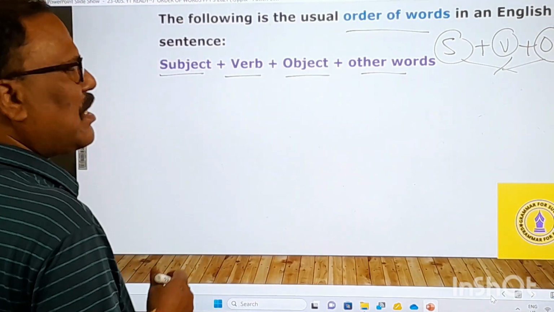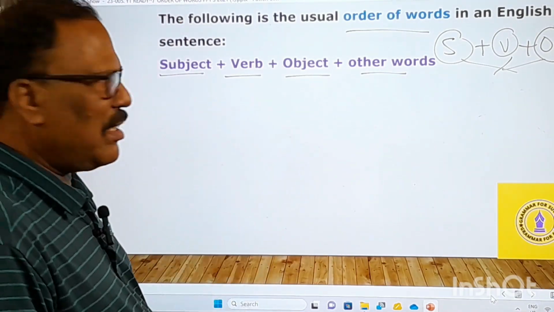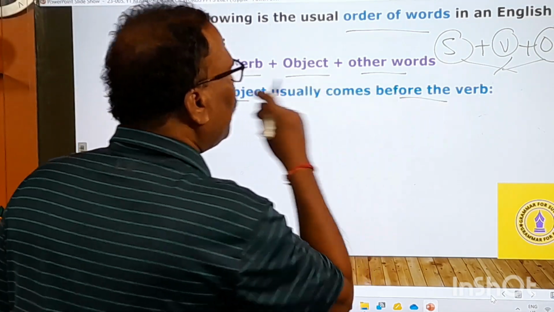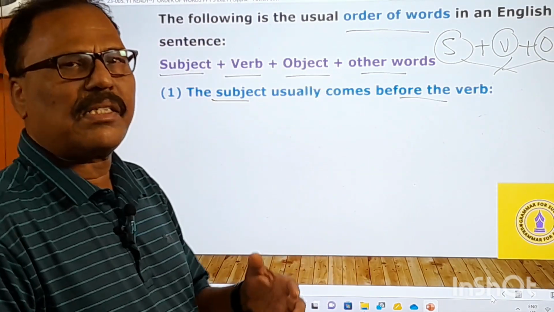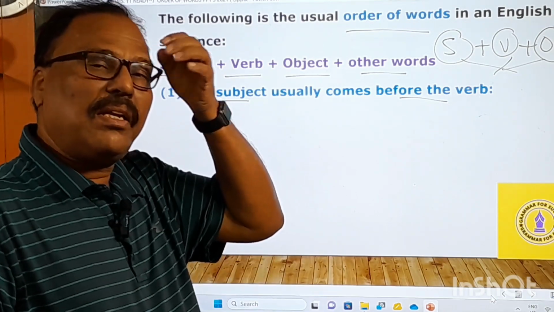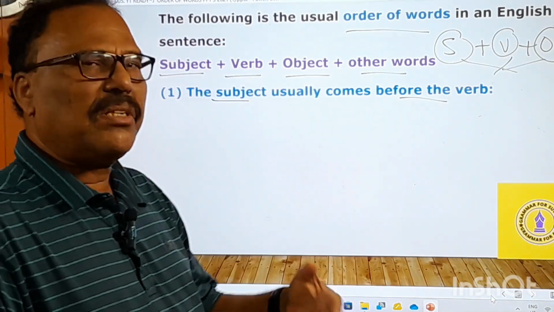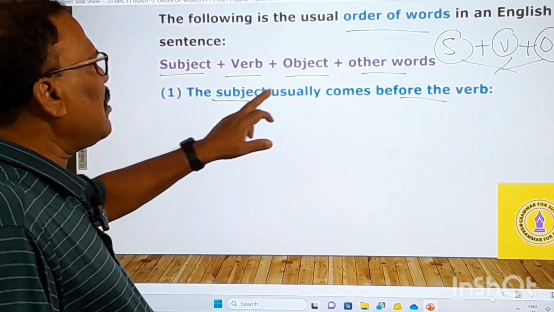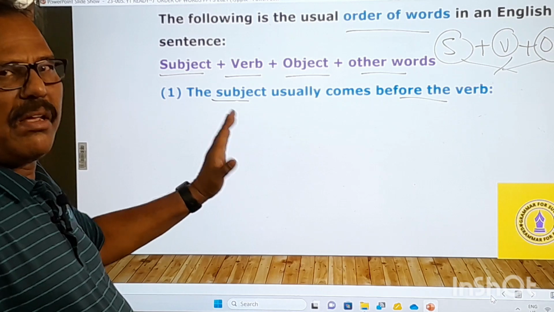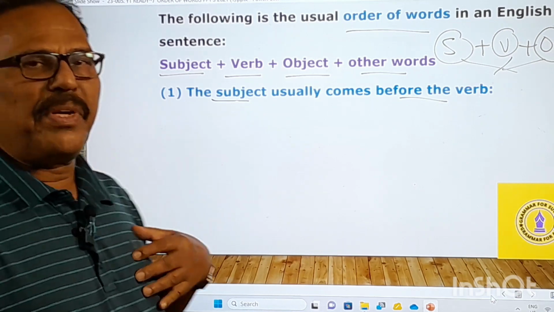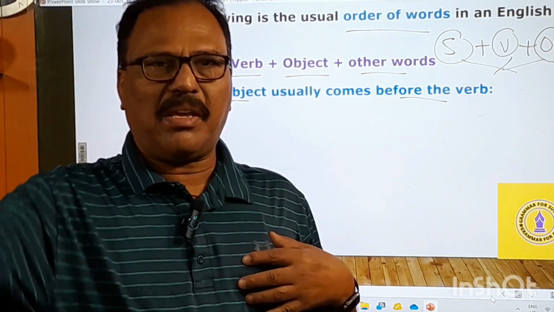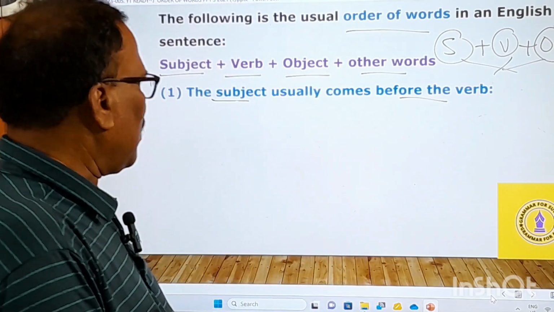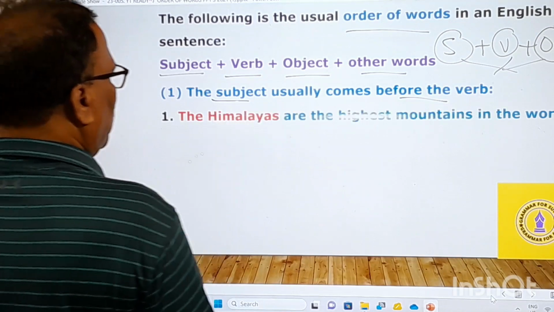Let us now take some examples. The subject usually comes before the verb. It is common not only in the English language but in almost all the languages of the world. The subject comes before the verb. The subject will be standing at the beginning of the sentence. Let us see that. Some examples are given here.